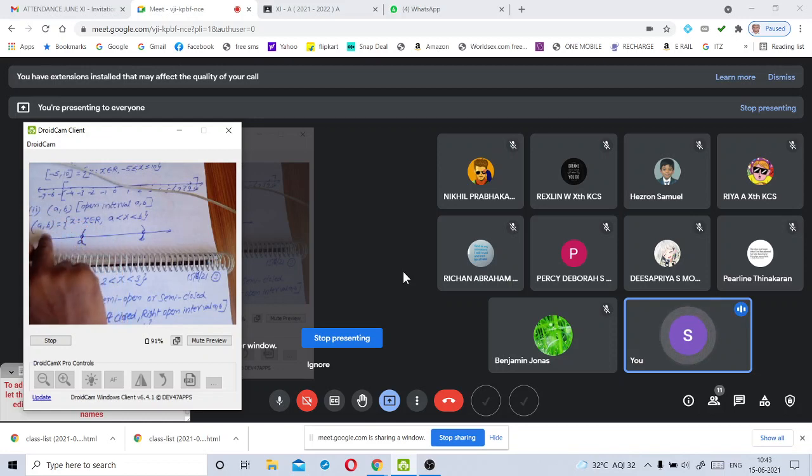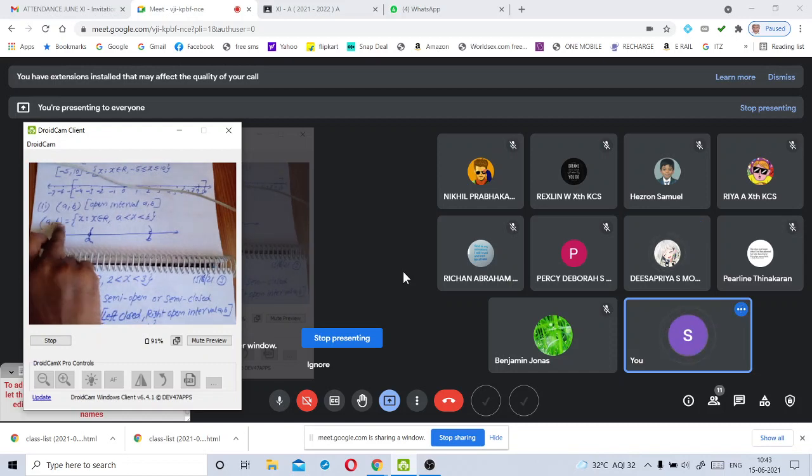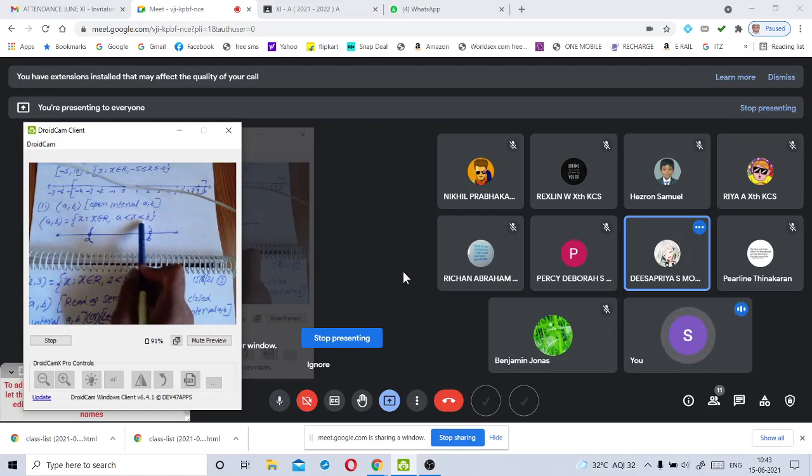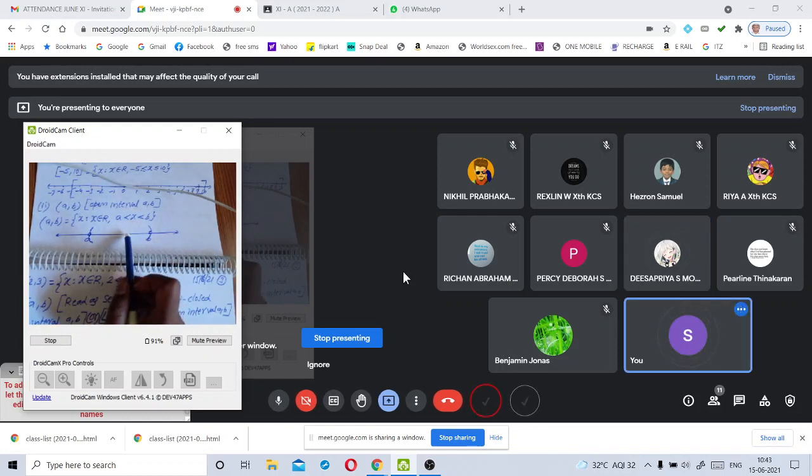Who has to read this one? Disha Priya, read this line. Open interval a comma b is equal to set of all x such that x belongs to R, a is less than x less than b. Very good, my dear Disha Priya. Anybody left here?